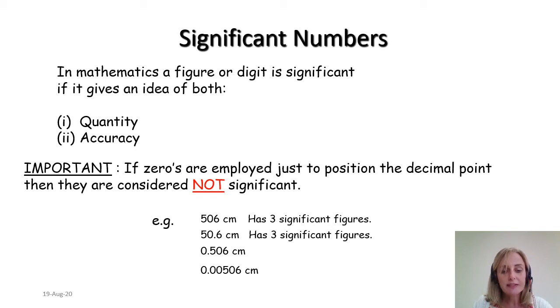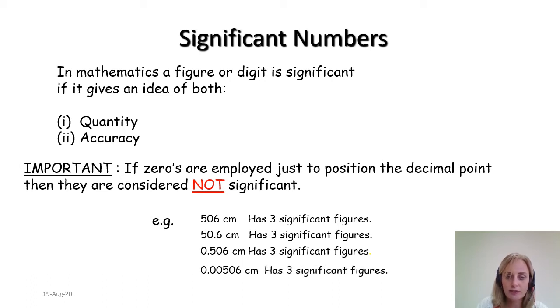0.506, however, this 0 here before the decimal point is just holding everything in place. That's how we tend to view that. So we don't start counting the digits as significant until we get to this first non-zero number, which is the 5. So again, this has got 3 significant figures. And again, if you look at this number here, 0.00506, the first 3 digits are just holding everything else in place. So again, this has got 3 significant figures. So you can see that the 0 between the 2 non-zero numbers is always significant, but we don't count these ones beforehand.